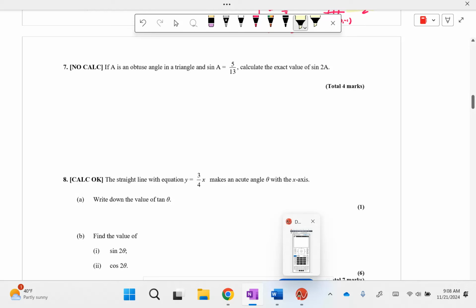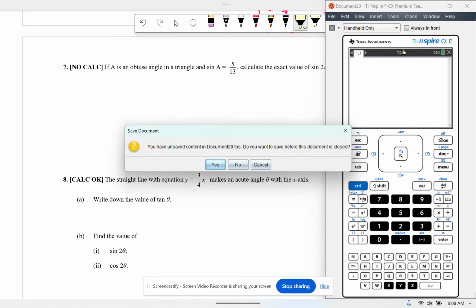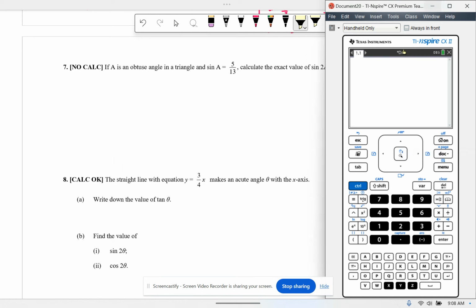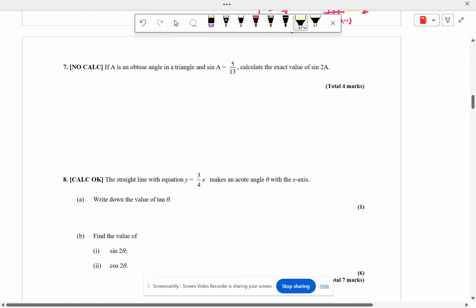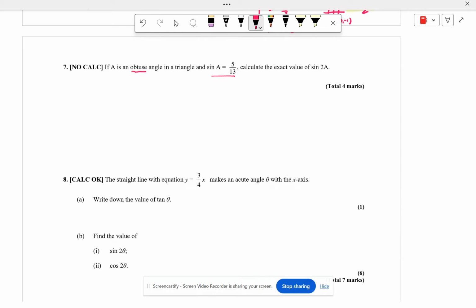Number 7. If A is an obtuse angle in a triangle and the sine of A is equal to 5 over 13. All right, I'm seeing some clues here. I don't want to forget: obtuse angle, sine of A is this. Calculate the exact value of the sine of 2A.